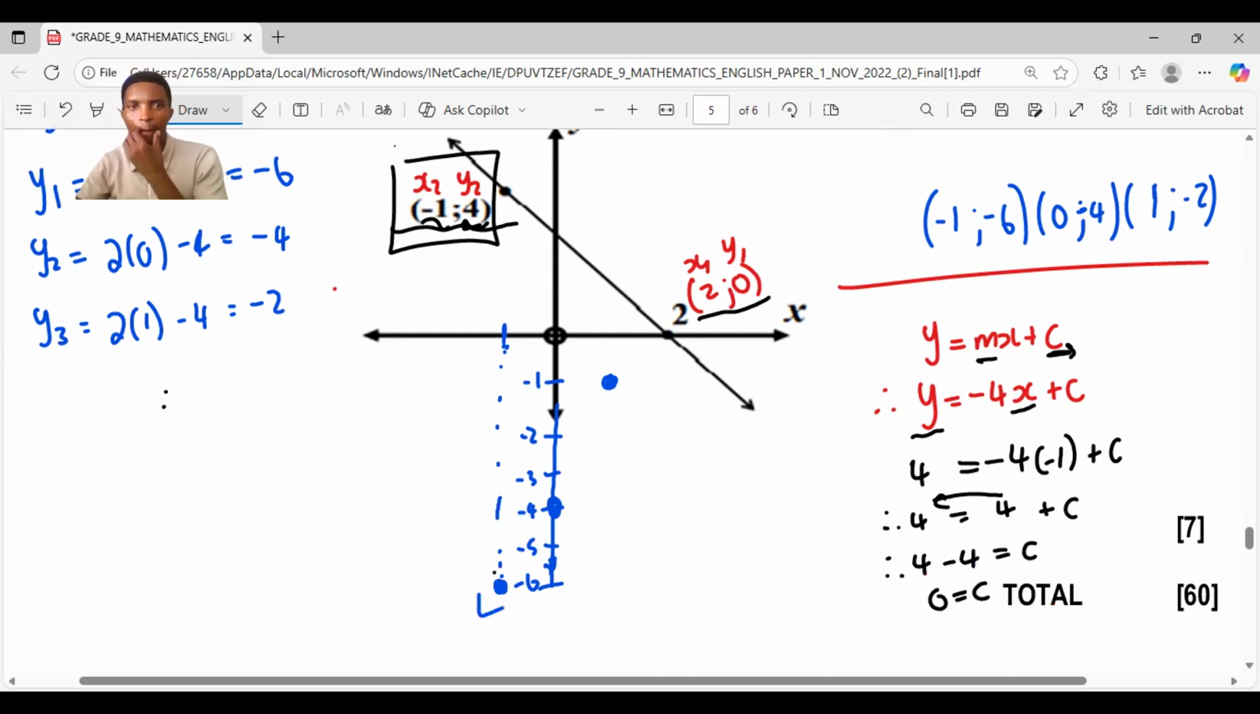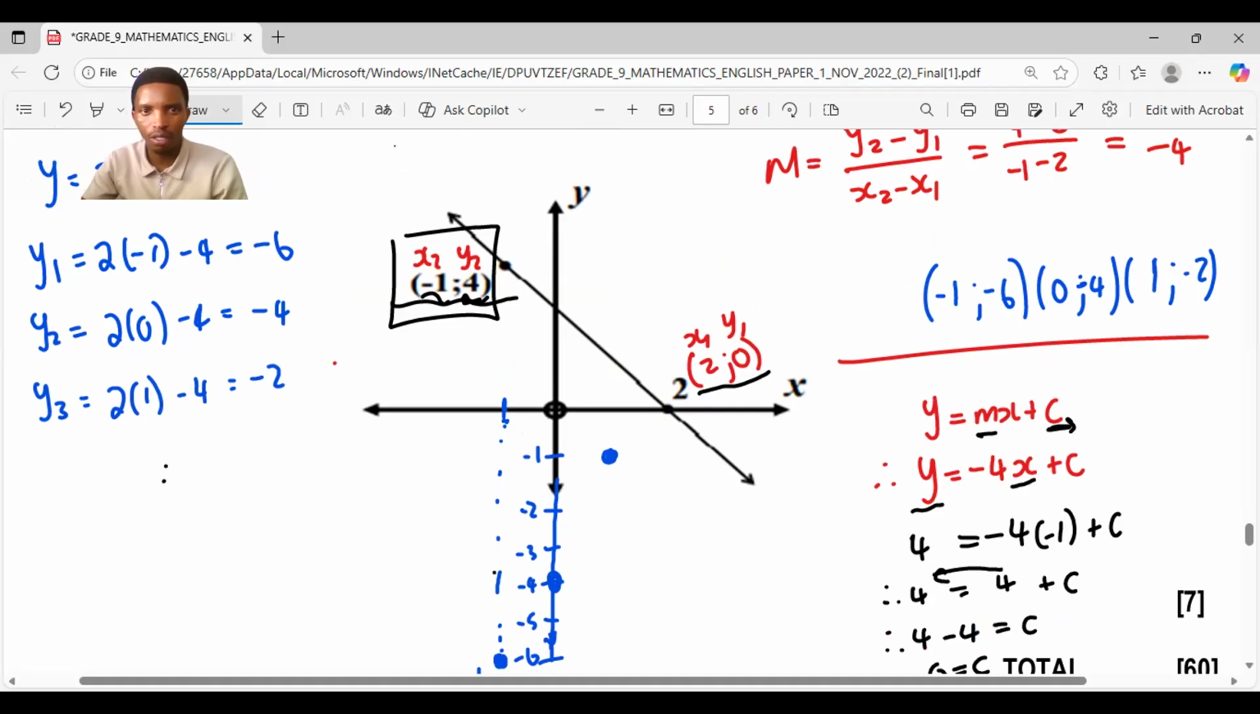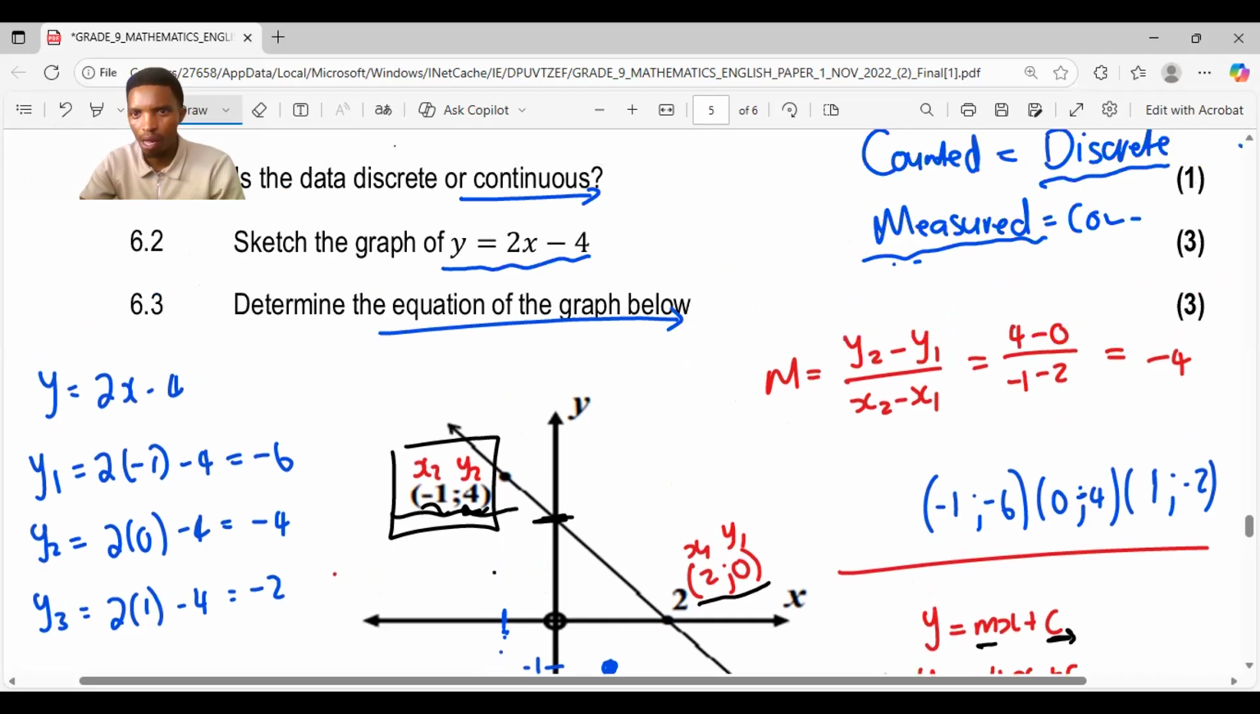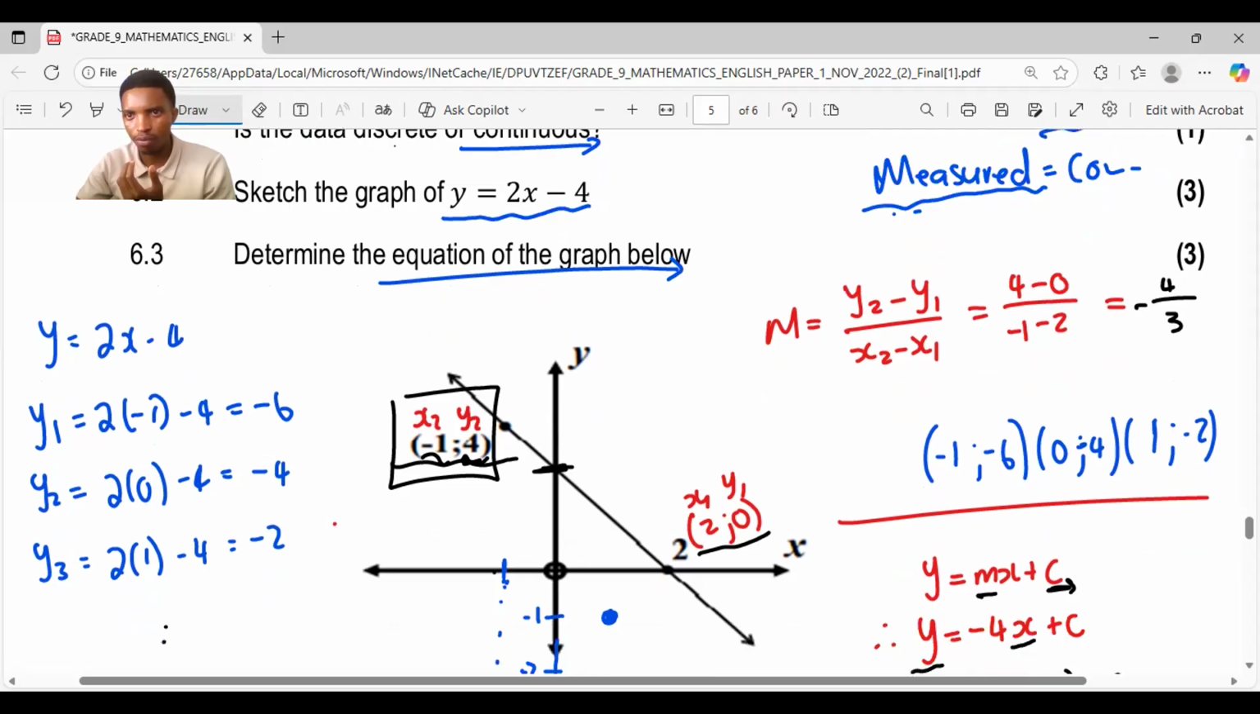Because we can't say our c is 0. I don't think this point here is 0. Where's my mistake? My mistake is here. Sir, you say -4 minus 1. My mistake is here. How much is this going to give us? 4 over -3. That is our m. Our m is not 4, it is -4 over 3.